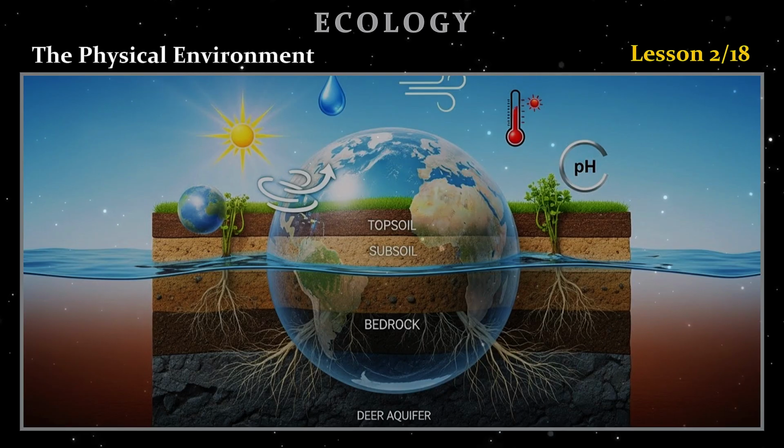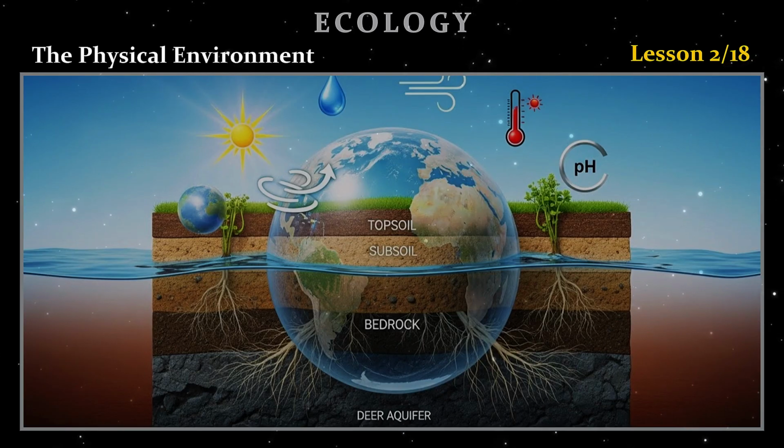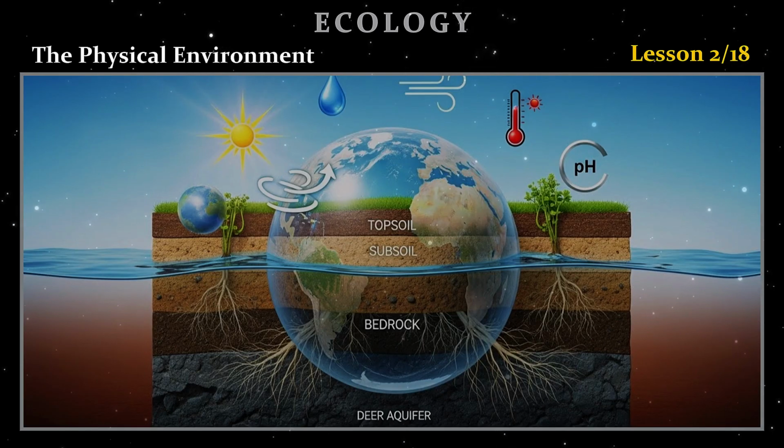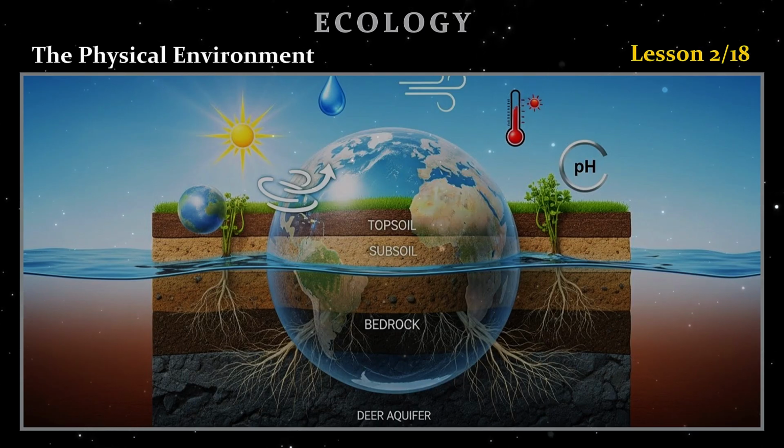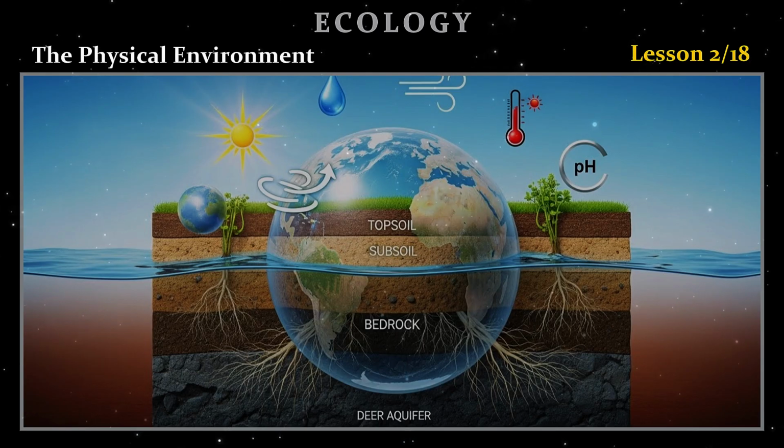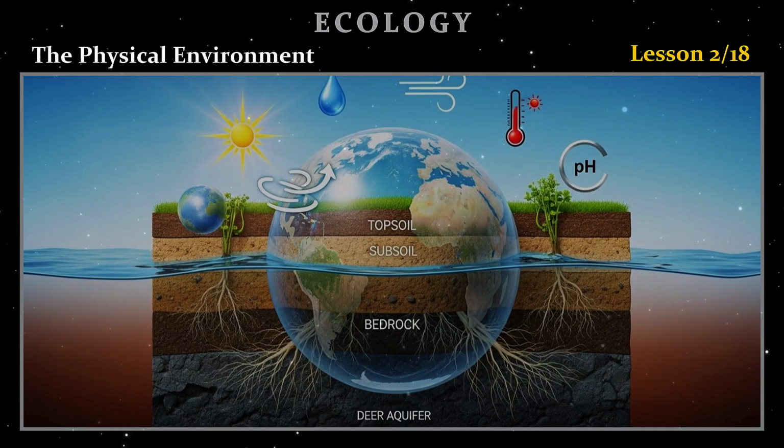Here, the organism can survive, but it is unhappy. It stops reproducing. It devotes all its energy just to staying alive. If you move even further out, you hit the zone of intolerance. Here, the organism dies.